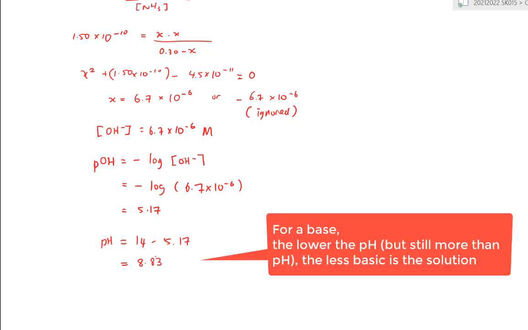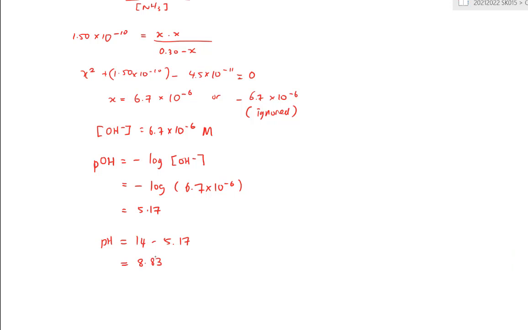Which is slightly basic, but it's less basic, which is indicative of this weak base. Because the pH value is not that high, it is just slightly beyond pH 7.